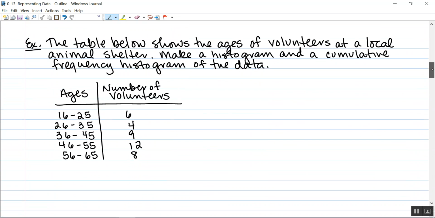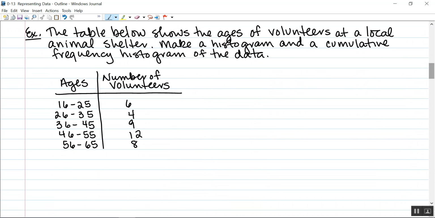Let's draw one of these ourselves. So this table here shows the ages of volunteers at a local animal shelter. We need to make a histogram and a cumulative frequency histogram of the data. So we have 6 volunteers who are between the ages of 16 and 25, 4 volunteers between 26 and 35, and so on.